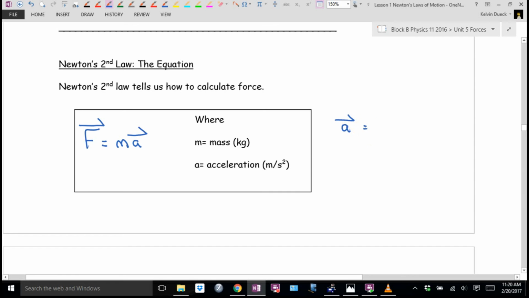How would you get the A by itself? If you're interested in getting an object to accelerate, you either need to push harder or make it lighter. There's rocket science in a nutshell. You need a bigger engine or a lighter rocket if you want to get off of Earth. Okay? It's more complicated than that, but yeah.